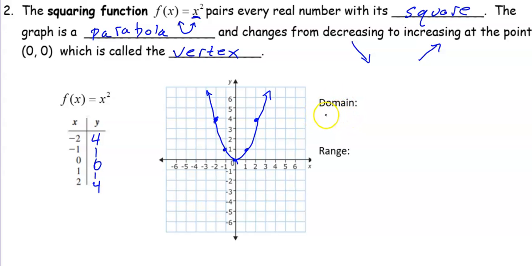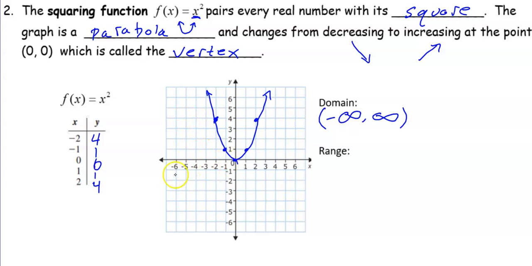So again, the domain is asking which x values can I plug in? Well, I can plug in any x value I want. It's the x values that I can plug in and square. Which numbers can I square? Well, I can square any number I want. That's why it's -infinity to positive infinity.